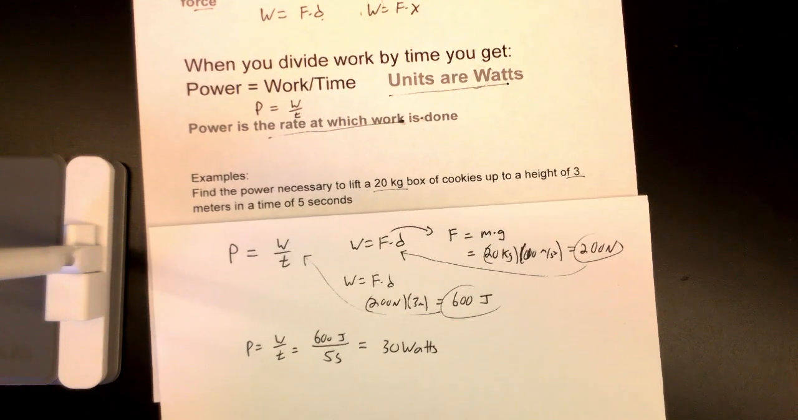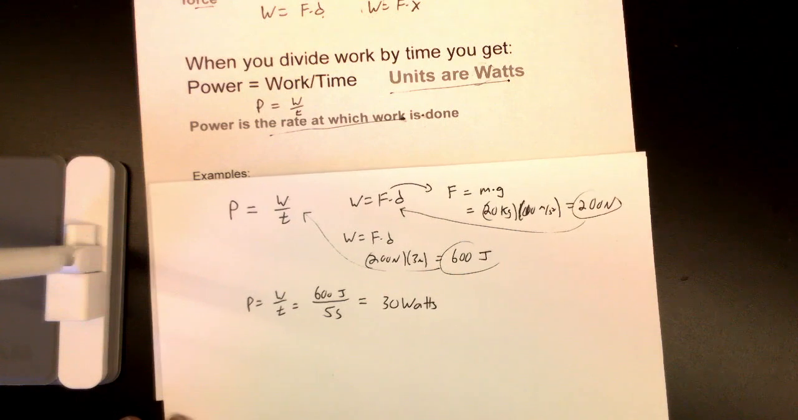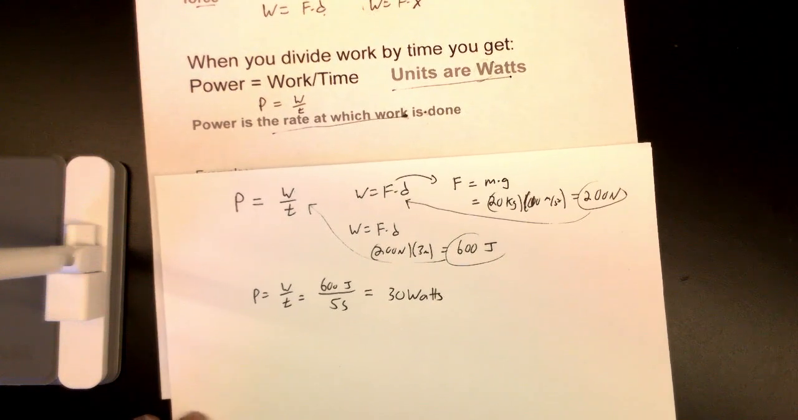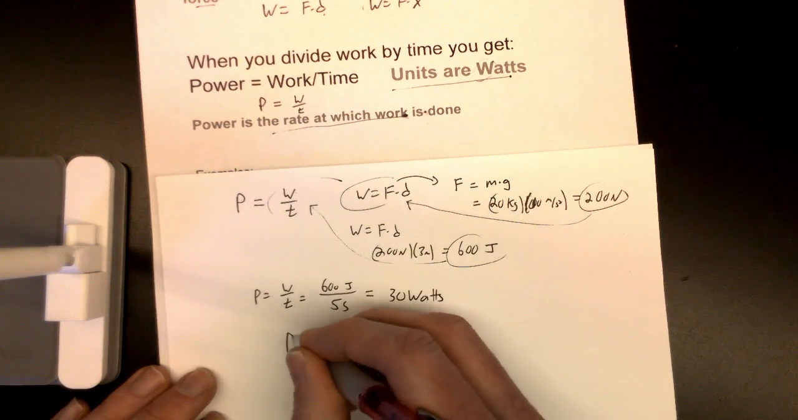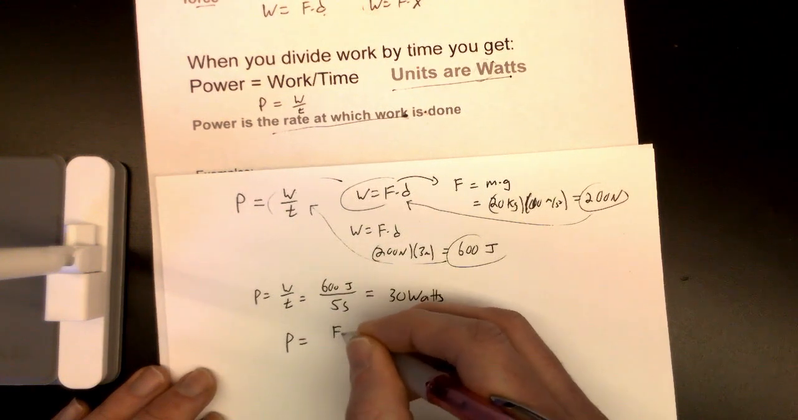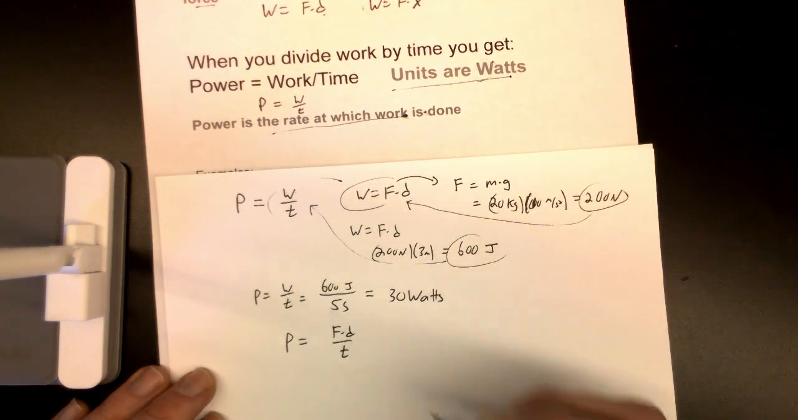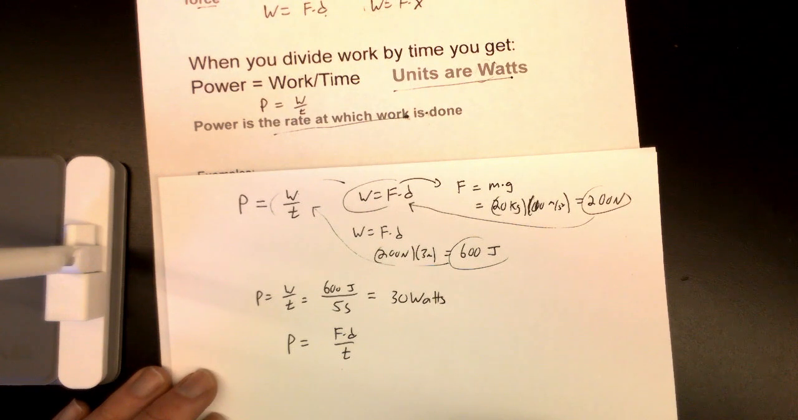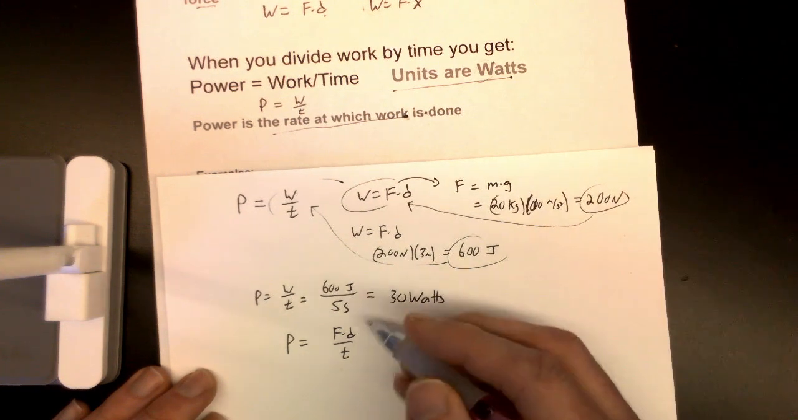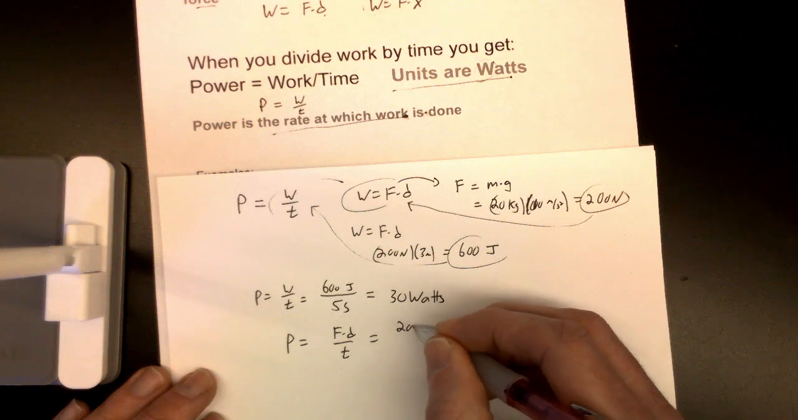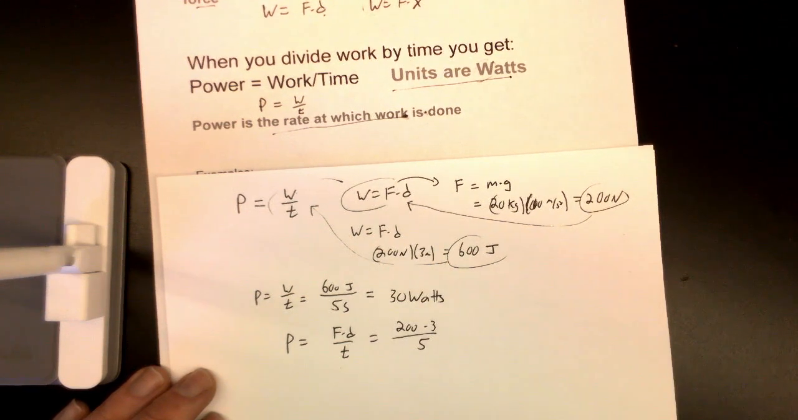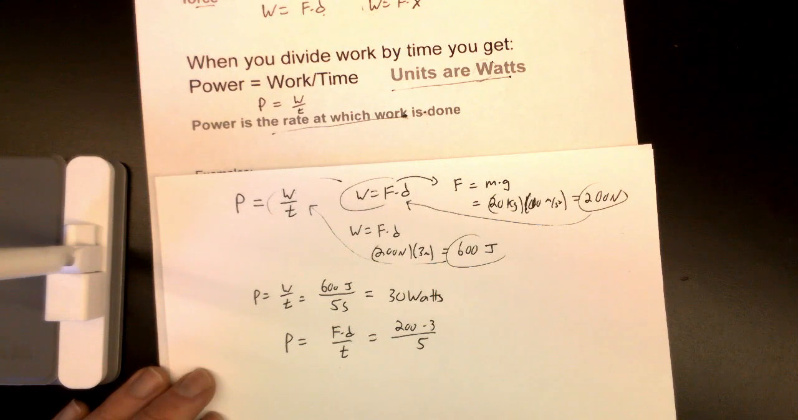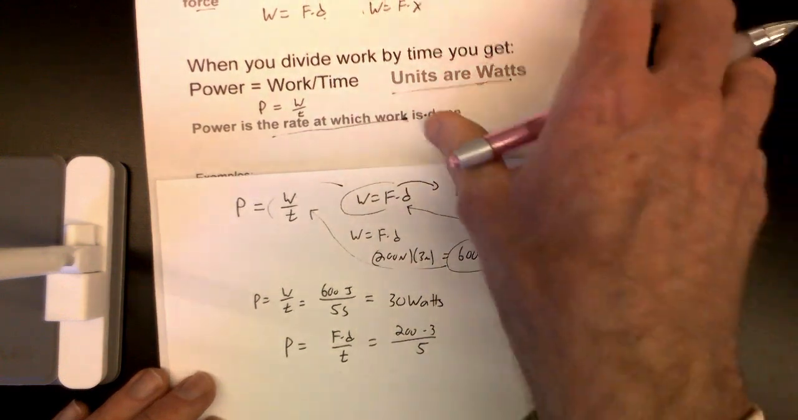Good. Now, if you're clever, you could see how you can maybe one-stop shop this and do this all in one step by combining these two equations together. Just writing power is force times distance divided by time. And then sticking in the numbers that we had here, 200 times 3 divided by 5. So it could have worked that way as well. Okay, so that's one example.